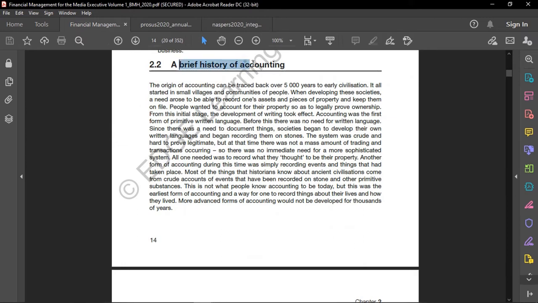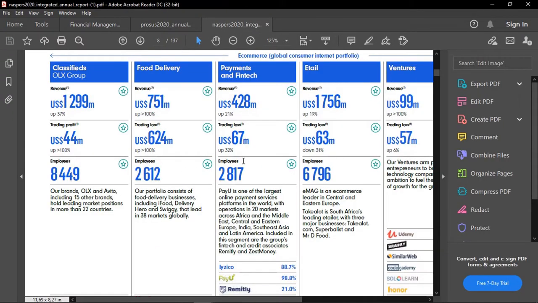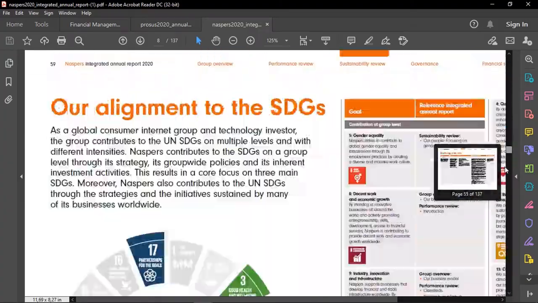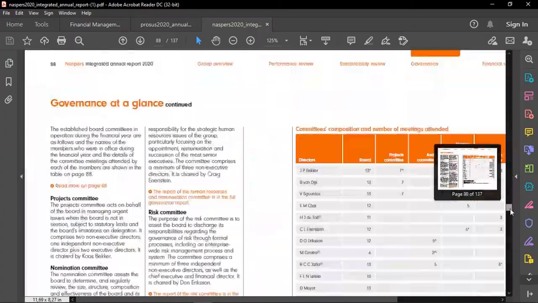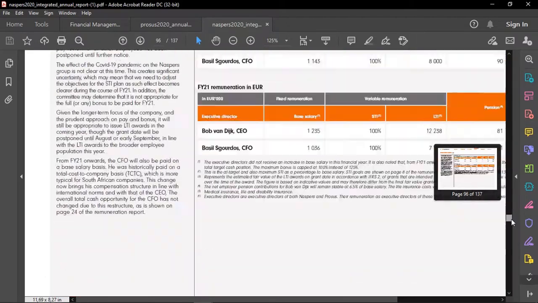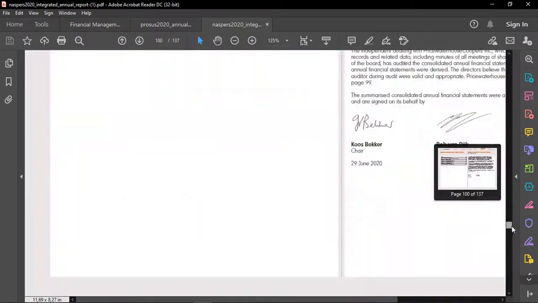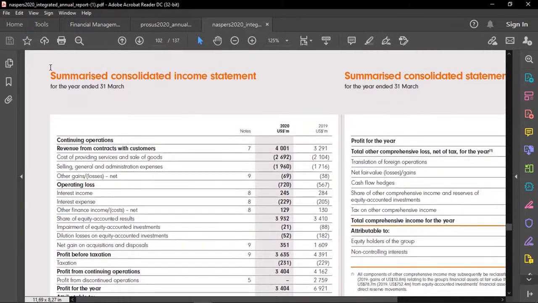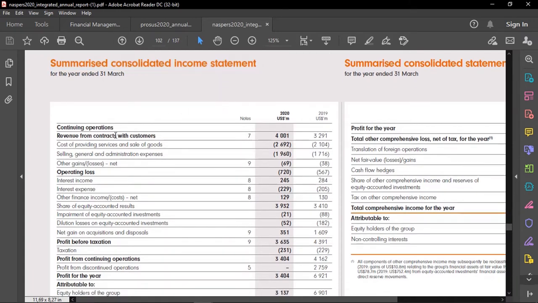So just some brief history, just to give you some more context. Okay, you're looking at the world today. In other words, what's happening currently in terms of reporting. But how did the system actually start? Where did all of these financial statements come from? If I just go and scroll down to the bottom to show you a little bit of the structure here. Okay, statement of consolidated income statement. Okay, summarized consolidated income statement, obviously showing income and expenses.